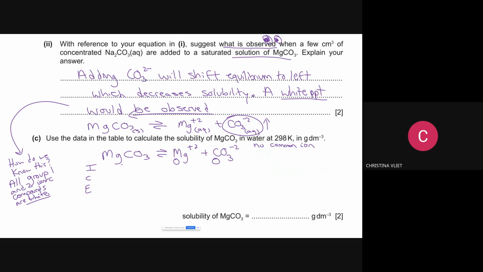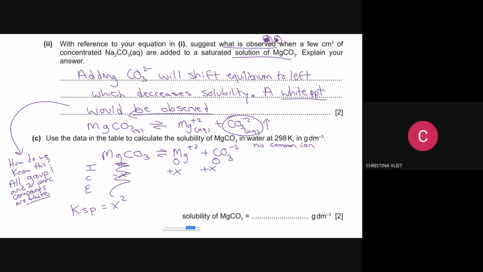All right, 0, 0. We don't know what this is, but we know we're subtracting x from it, right? So this means plus x, plus x. Do you have to write out the ice table? Is there a mark for the ice table? There's not. You don't have to write out the ice table. If you understand this is going to be Ksp equals x squared, you're fine. The ice table proves what it is.